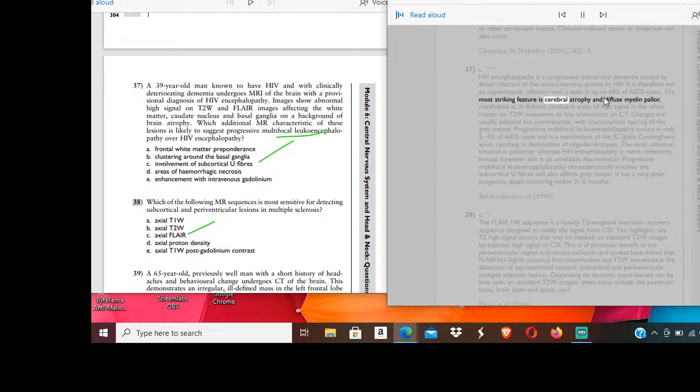The most striking feature is cerebral atrophy and diffuse myelin pallor, manifested as ill-defined, confluent areas of high signal in the white matter on T2W sequences, or low attenuation on CT. Changes are usually bilateral but asymmetrical, with characteristic sparing of the gray matter.